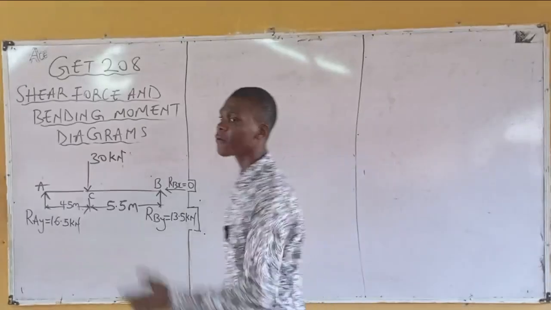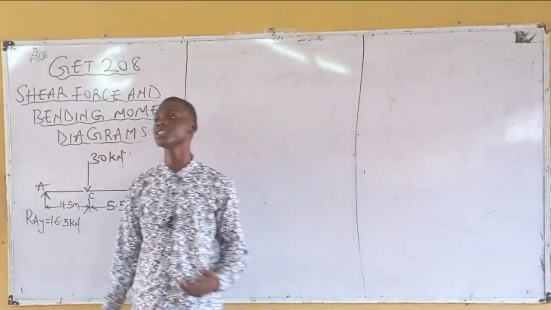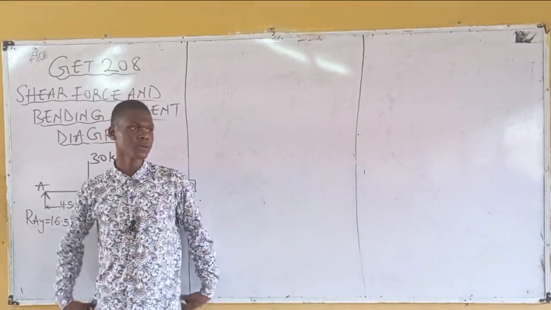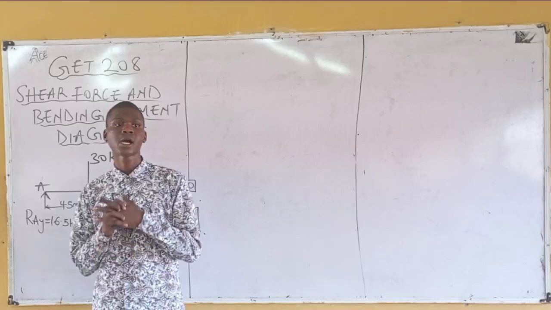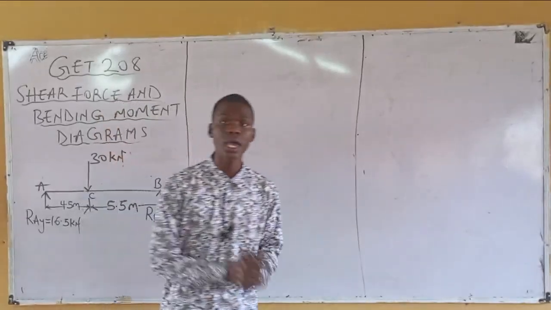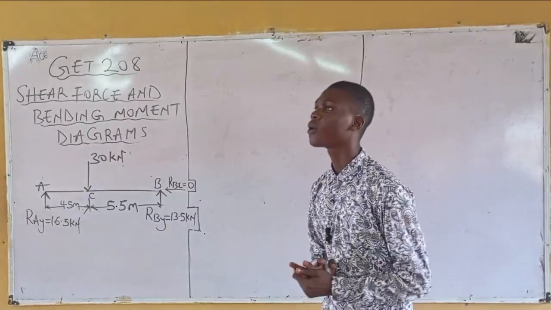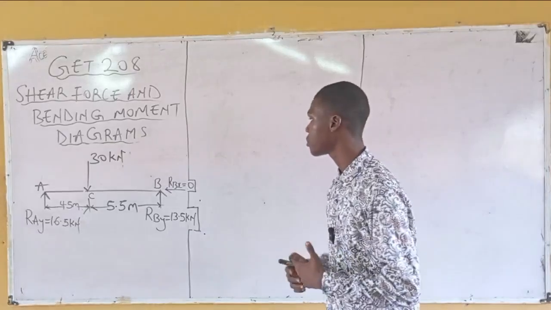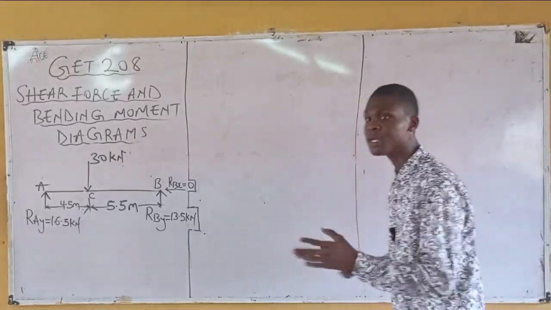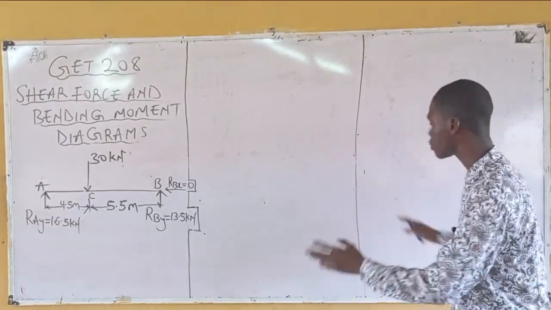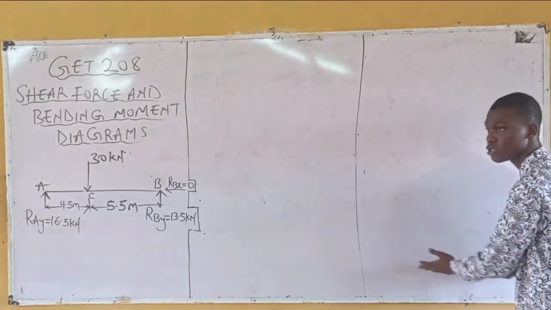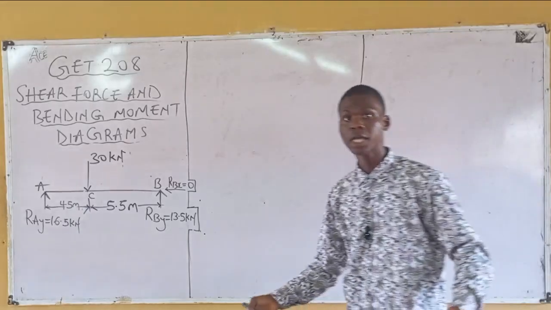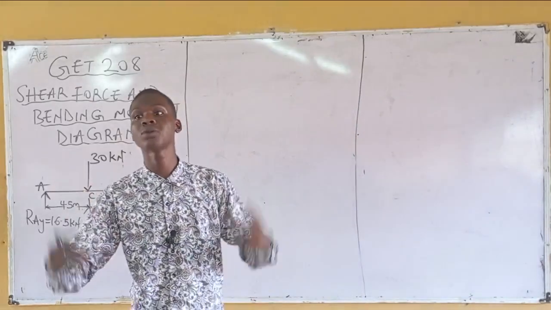Alright, let's continue. Now from here, we've calculated the support reactions, which are RAY, RBY, and RBX. Now, you will notice what I did here. In my next diagram, I'm using a board here. Up to that level that we've calculated those values of RAY, RBY, and RBX, I'm going to draw another diagram. Are you getting me?